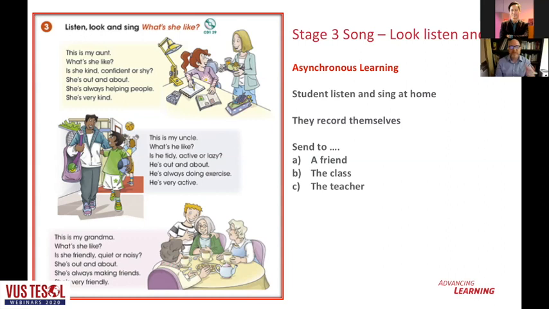Again, vary the interaction pattern. Don't just send it to a friend. Don't just send it to the class or the teacher. Mix it up. And this is important to you so that they're not just sending everything to you. Guidelines are important. Also for child protection and safety, you need to make sure that you have a secure space that people can send their work to.